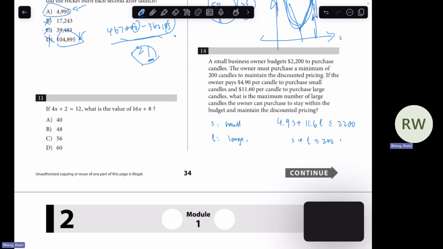Right. So this is not something I can do. I don't think this is something I can do just by looking at it. So well, you can multiply this whole thing by 4.9. I guess that could help. So 4.9S plus 4.9L larger than or equal to 980. Okay. Right, so that's a good way to start.